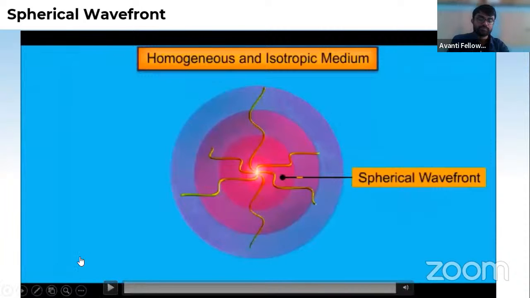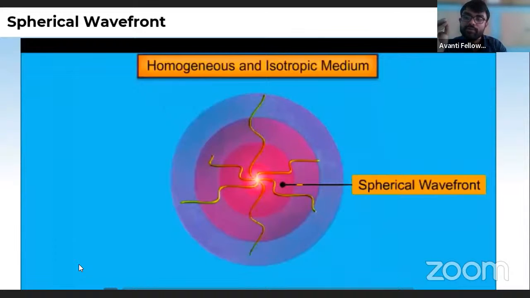Now students, we will see the revision part. Okay, pause here. So today's wave optics we will study up to spherical wavefront only. Okay, now we'll start with revision of the ray optics first.